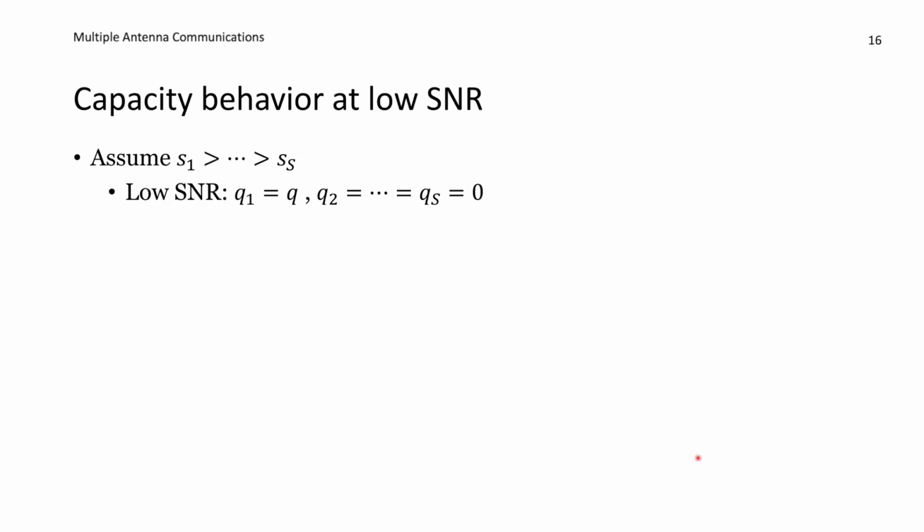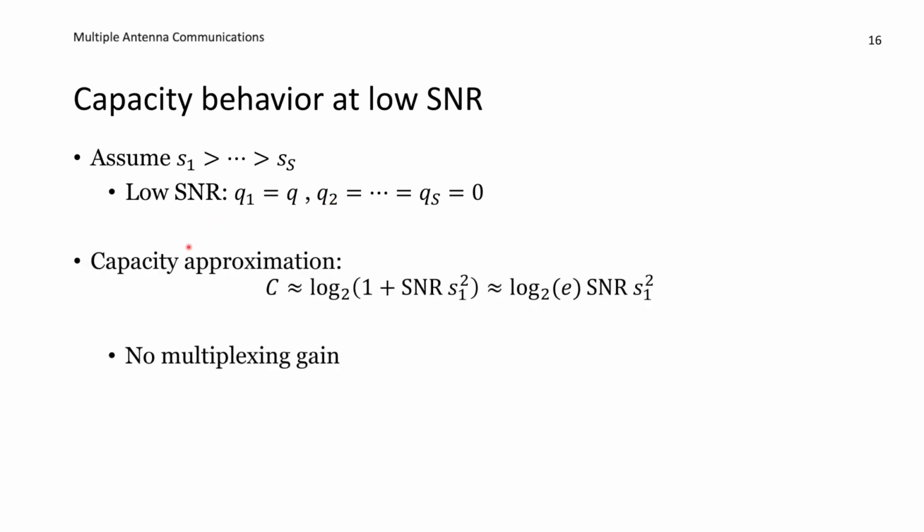At low SNR, let's now assume that the singular values are all different. So S1 is strictly greater than S2, which is strictly greater than S. In that case, we will have different levels of the bottoms of this tank, and that means that we will assign at low SNR all the power to the first subchannel and nothing to the remaining ones. Our capacity approximation now is that if we assign this approximately optimal power allocation, then when we have a summation over all different subchannels, we only keep the strongest subchannel because that's the only one getting power.